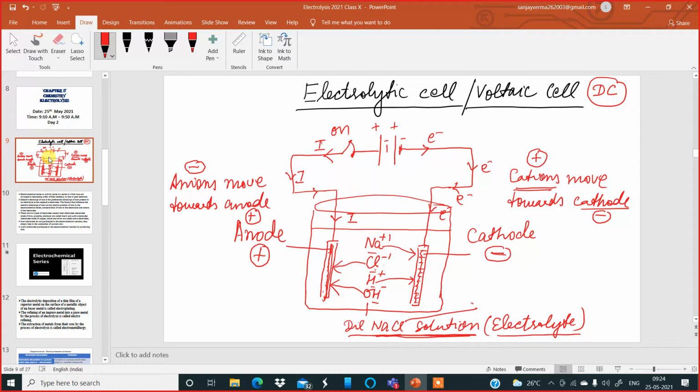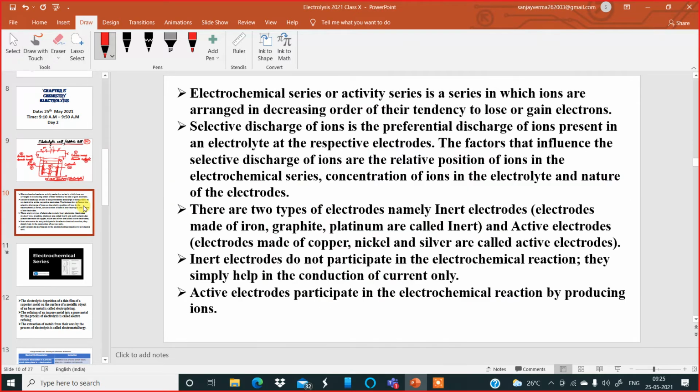Instead of sodium chloride solution, I can take other solutions also. And the other important thing I would like to remind all of you is that you should know what is anode, what is cathode, what is electrolyte, what is an electrolytic cell or a voltaic cell. These are the main important basic principles to understand. Now, moving further in this chapter, my dear boys, I would like to continue to the next slide and explain some more things based on this chapter. Now, pay attention.